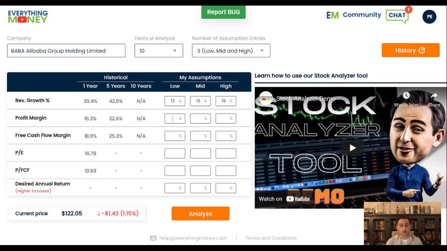Profit margin. Okay, last 5 years they've done 22%, but they did 15% last year. Let's go 18, 21, and 24%. Free cash flow margin. I tend to keep these the same unless I have a reason not to. Because remember, over long periods of time, free cash flow and earnings should be pretty similar.